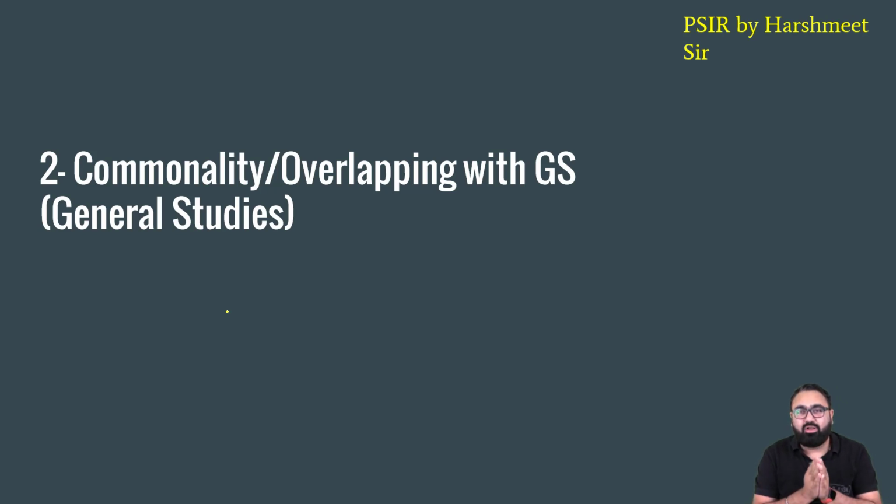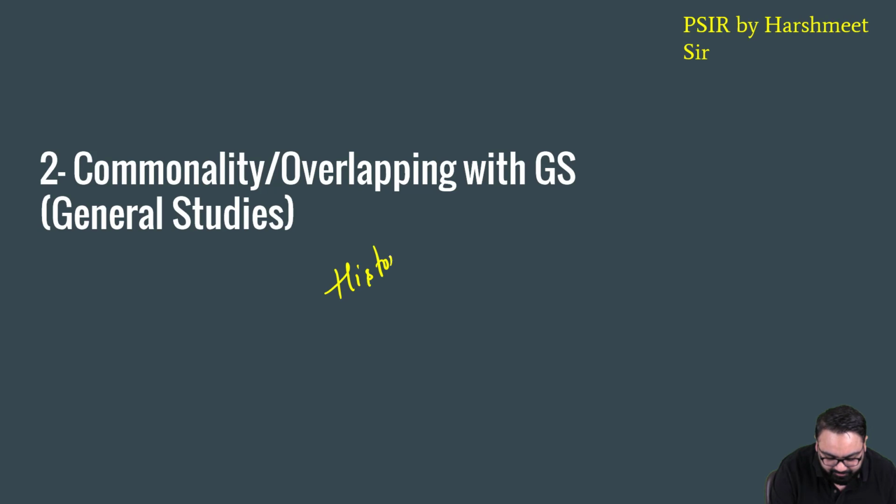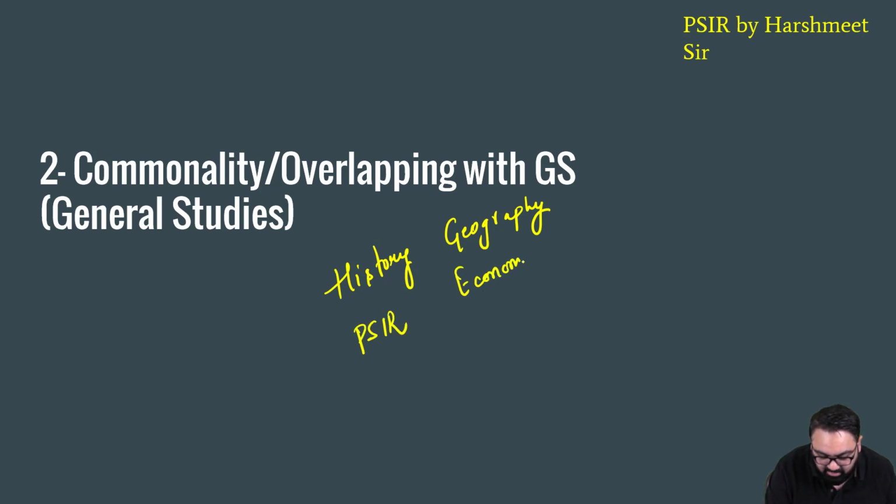Are you able to choose some subjects which have overlapping with GS? If that is the case, then again it will save you a lot of time. Now what do I mean by this? Let's take an example. Subjects such as history, geography, PSIR, economics, PubAd also to a certain extent.